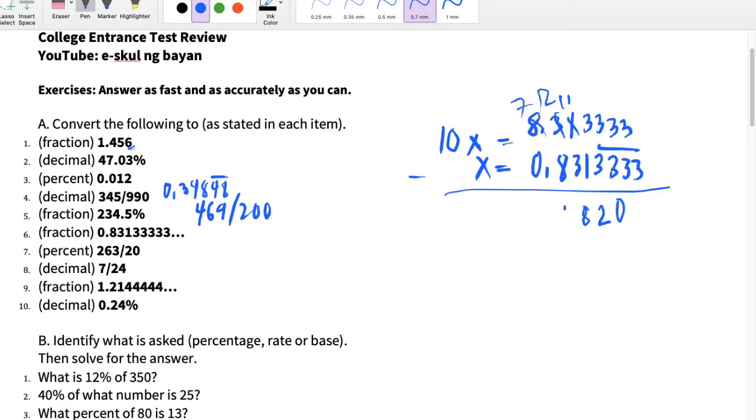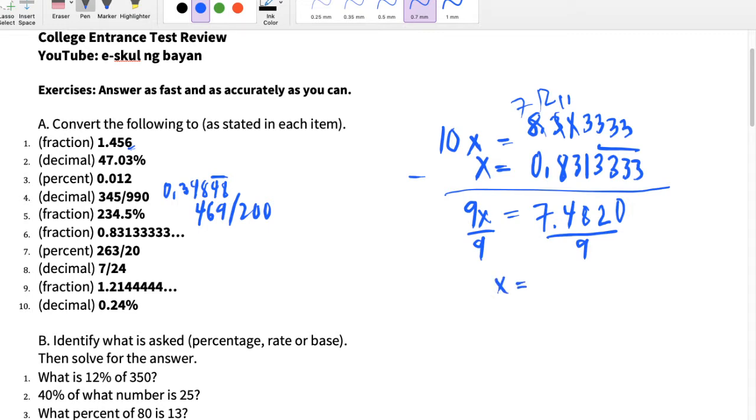Okay? So, meron ka ngayon na 7.482. This is equal to 10x minus x, 9x. Divide both sides by 9. Guys, kaya medyo mabilis kasi ina-assume ko na inaral niyo na yung mga nakapost na lecture videos o kaya nakapanood kayo ng online lecture videos. Okay? So, x here would be this over 9.